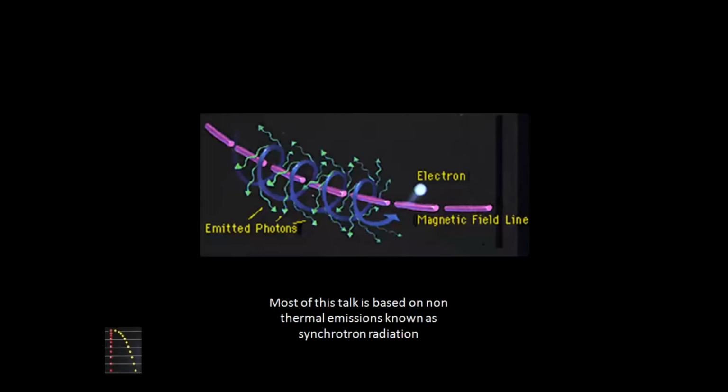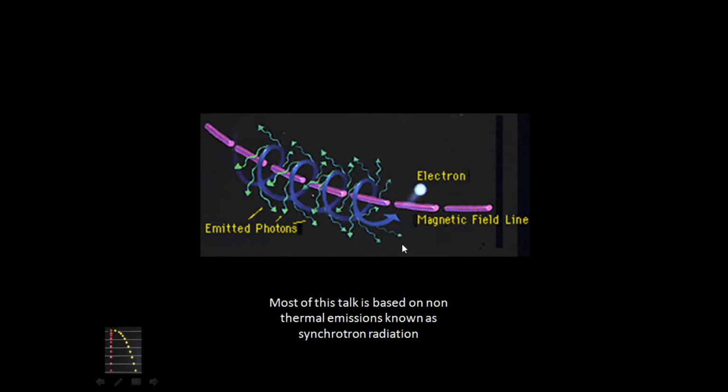Most of what I'm going to talk about is based on non-thermal emission known as synchrotron radiation. Essentially, what you have is an electron that spirals down along a magnetic field line, and in that acceleration change, emits photons.